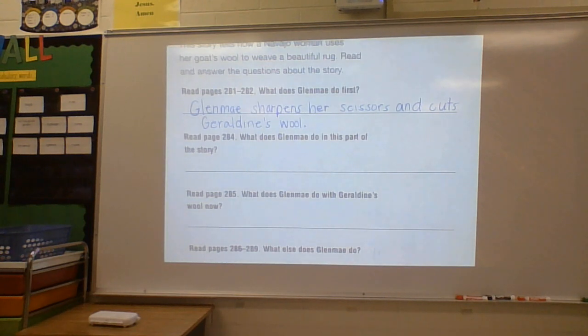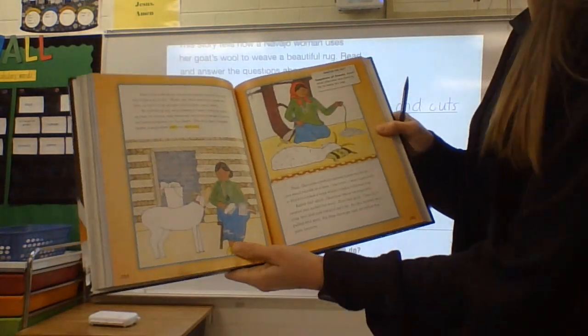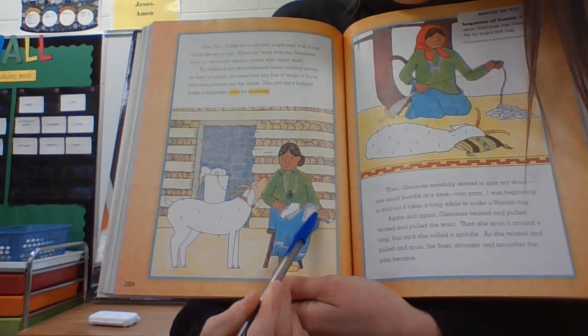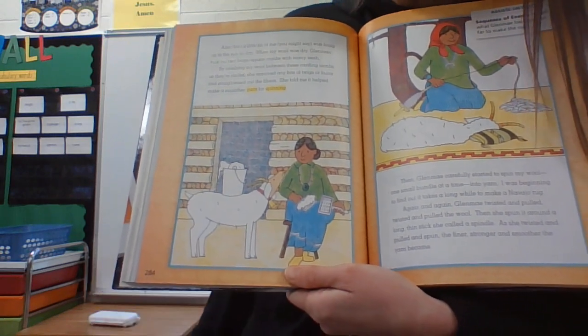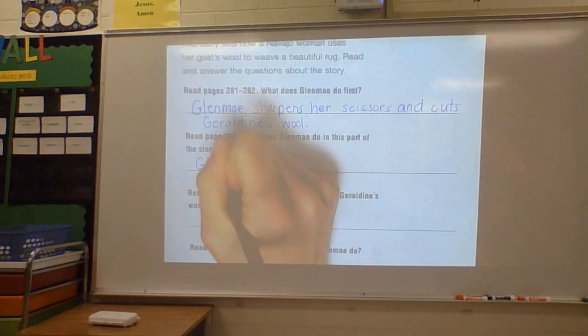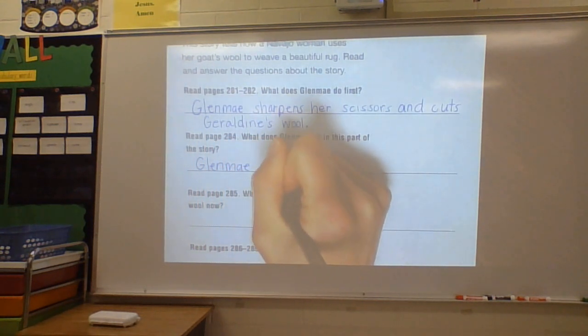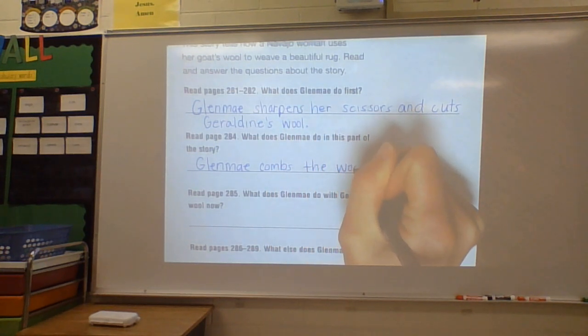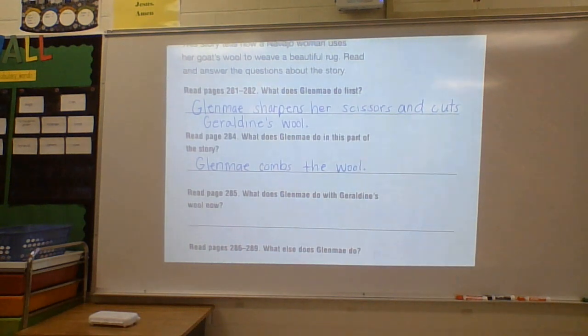Page 284. What does Glen May do in this part of the story? Well, we could read the story, we can look at the picture. She combed her wool, remember? So now we have to put this in a complete sentence. Glen May combs the wool. Okay, on to number 3.